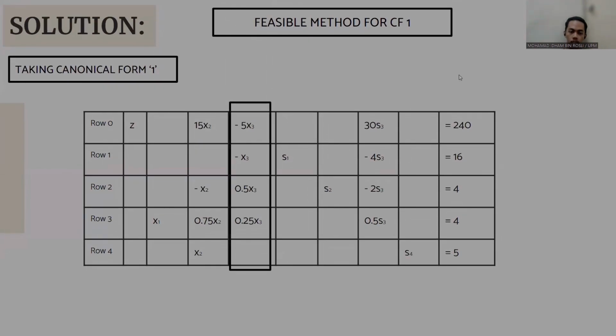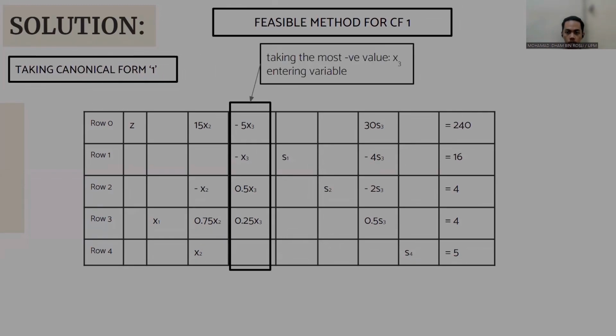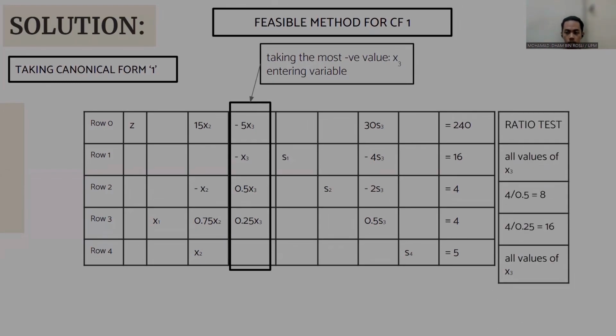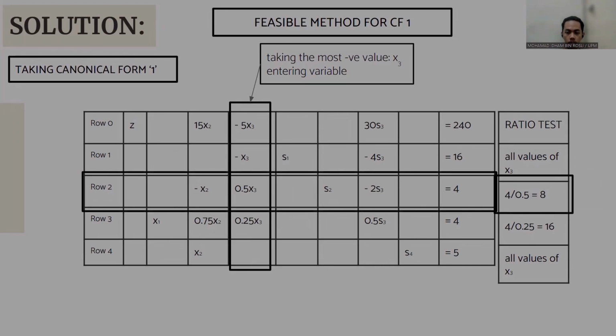Okay, after we are done with canonical form 1, we move on to the next one. Since there is still a negative value in row 0, we do another canonical form. In row 0, x3 has the most negative value, which is negative 5, so x3 is the entering variable. To determine the pivot row, we do the ratio test, and the second row has the smallest ratio. So row 2 will be the pivot.